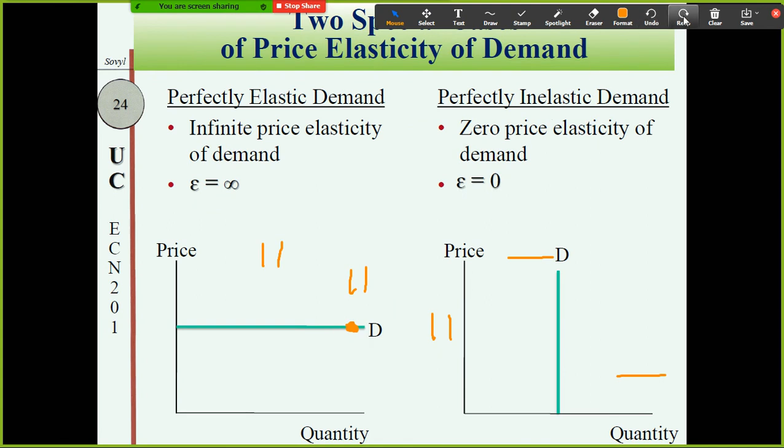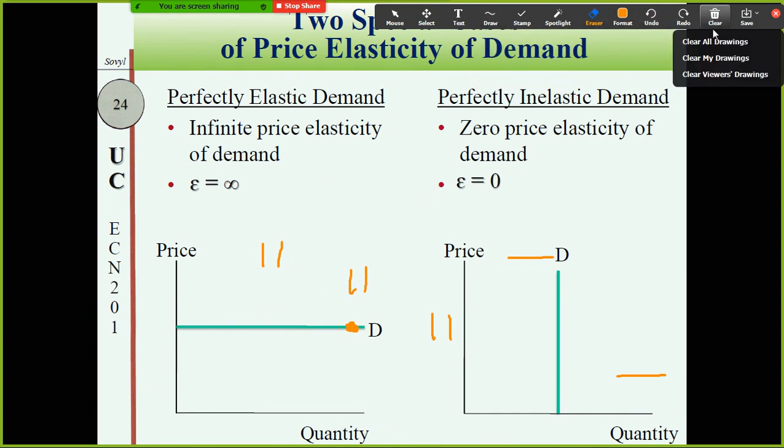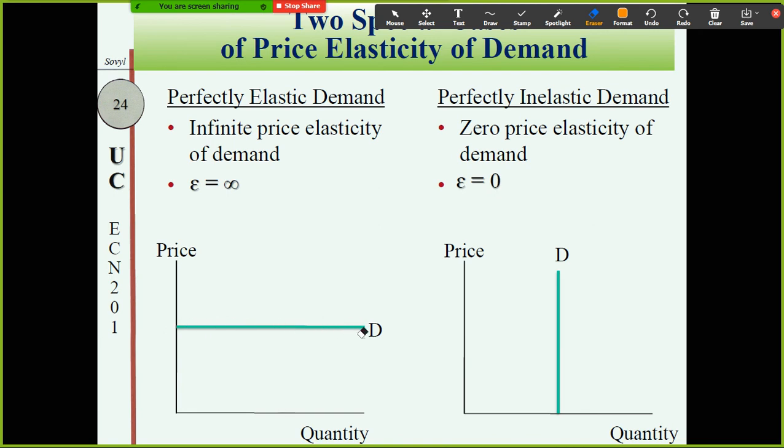We have special cases. Some cases, not all, only a few cases. Our demand curve is flat like this one, or vertical like this one. If we have a horizontal flat demand curve like this one, epsilon is infinity. We cannot set a limit; it is very, very big, but we cannot limit it. That's called infinity.